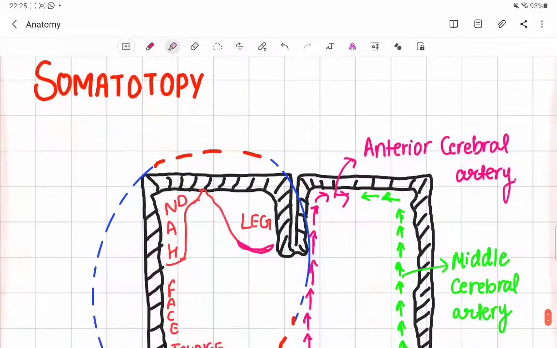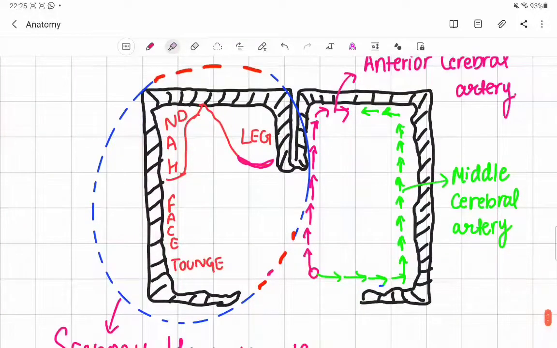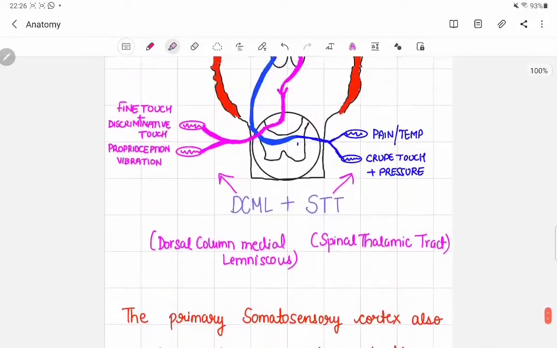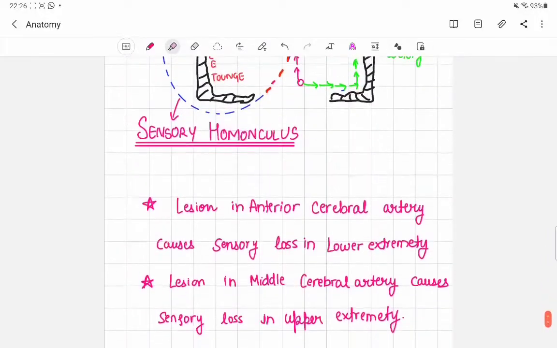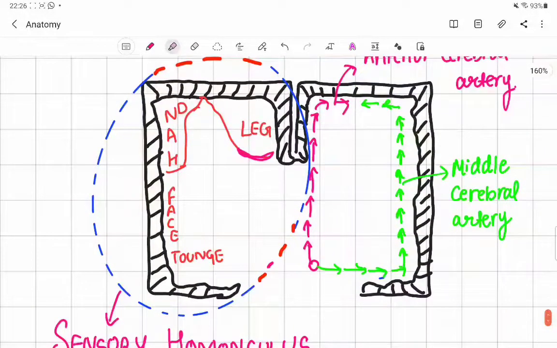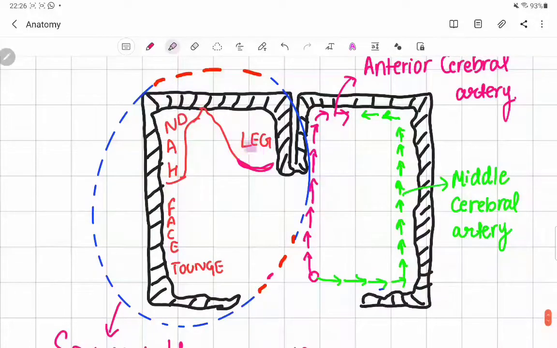All right, let us look at the somatotopy. This is the basic structure of the primary somatosensory area. We have already seen in the last video that the somatotopy involves the homunculus. In the earlier video we saw the motor homunculus. This is the sensory homunculus, which is a similar kind of arrangement. That is, this area receives sensory information from the leg, this area from the hand, this from the face, and this from the tongue. The structure we are seeing is the coronal section of the primary somatosensory cortex.